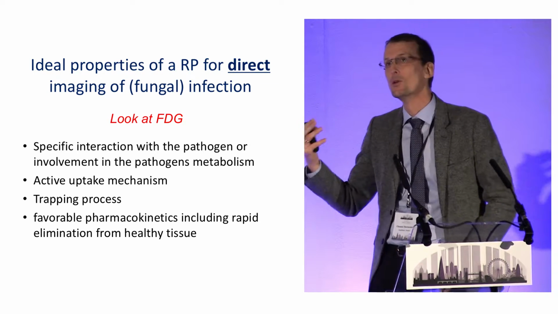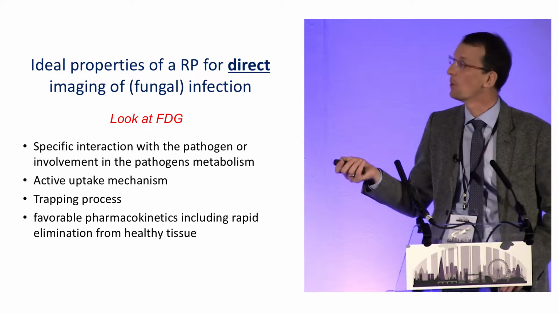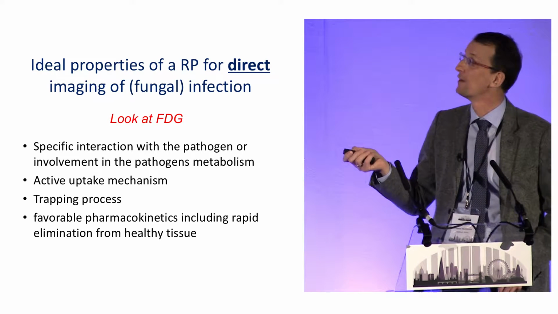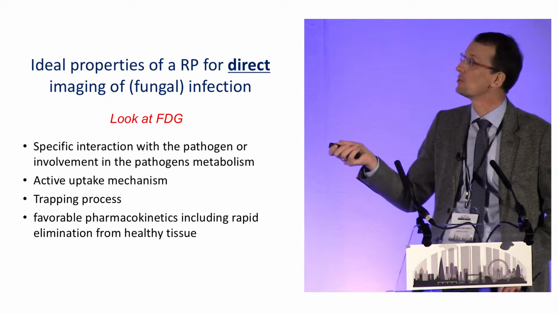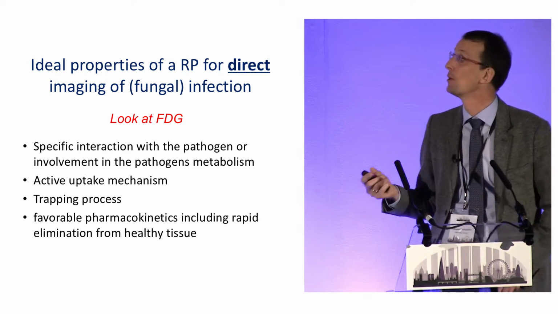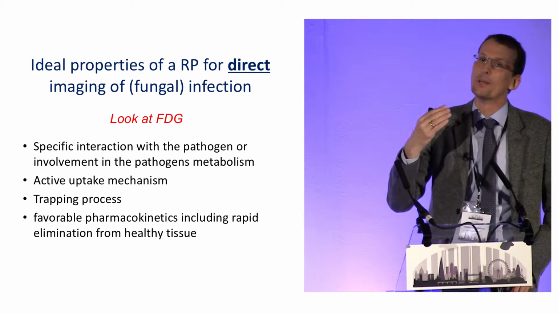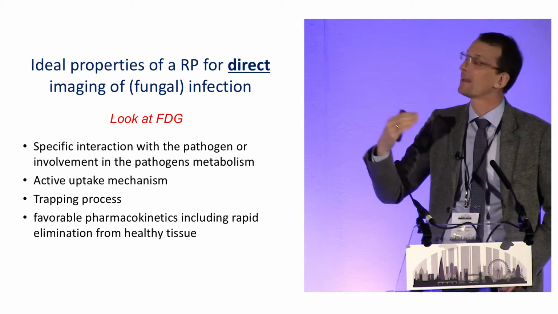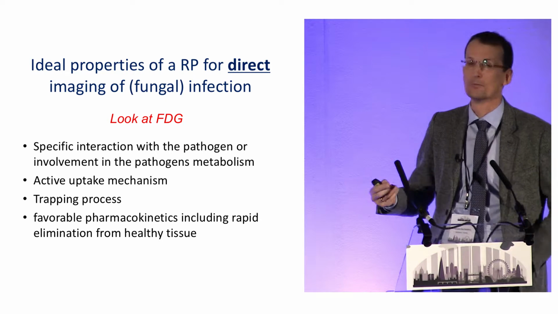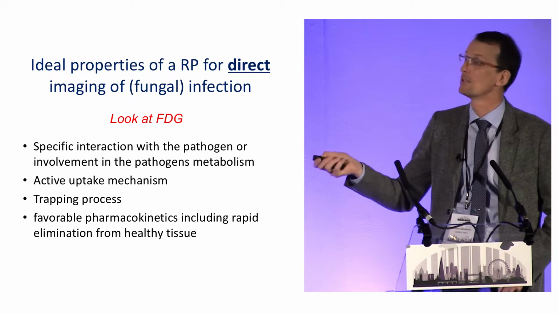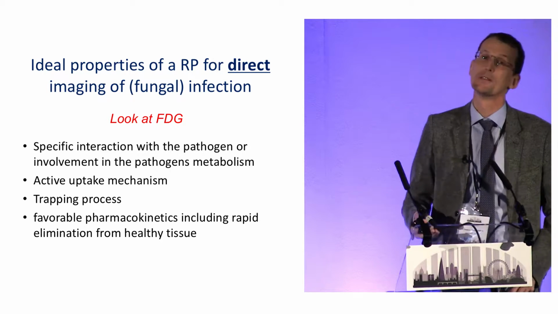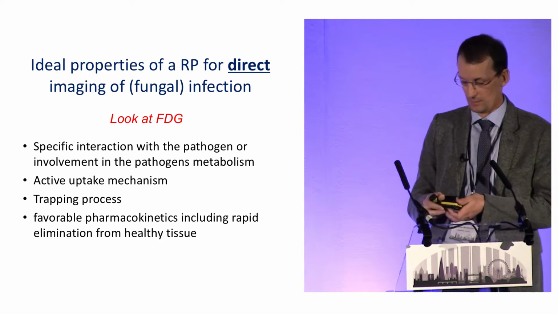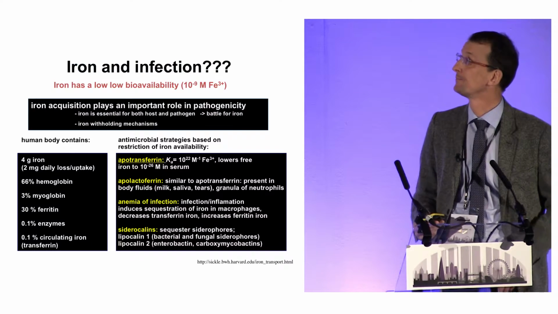So when you look at such imaging agents, what we need to get this radioactive signal into an infection, and for this signal to be specific, is that we should have a specific interaction of our radiolabeled molecule with a pathogen. We also know that it would be good to have a mechanism that actively accumulates the radioactive signal at the site of infection and keeps it there, so having a trapping process, and having a molecule that in general has favorable pharmacokinetics, including rapid elimination from healthy tissue.